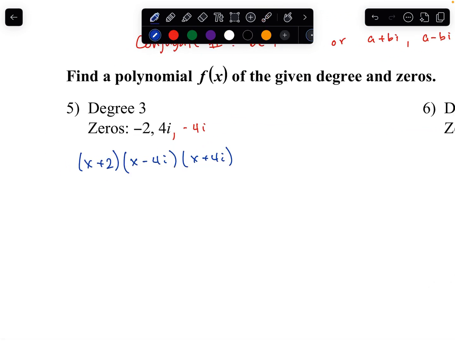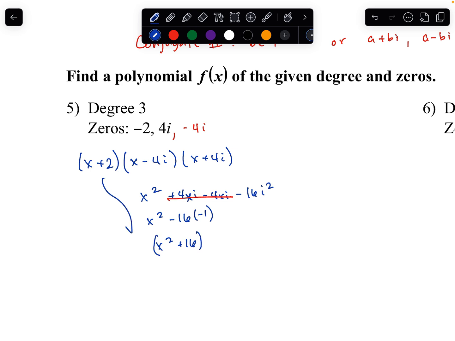So when I multiply these together, I get x times x, that's going to give me x squared. I multiply x by 4i, that's going to give me positive 4xi. I multiply -4i by x, that's going to give me -4xi. And then minus 16i squared. Again, these cancel out, so we get x squared minus 16i squared, and i squared is equal to -1. So we get x squared plus 16.